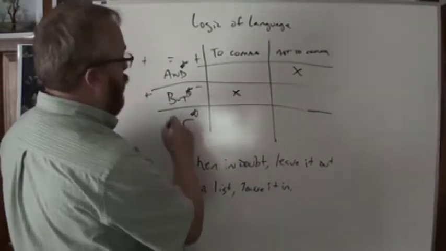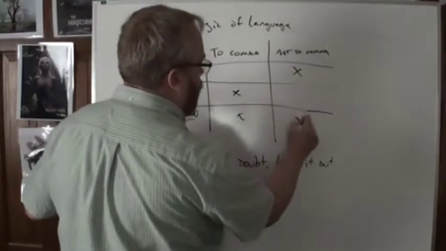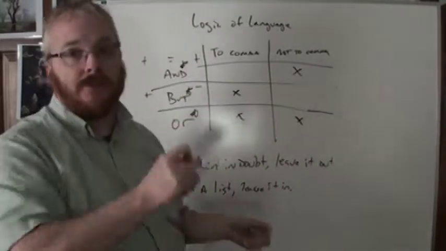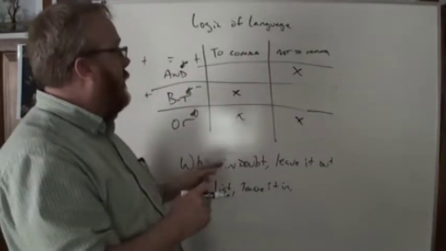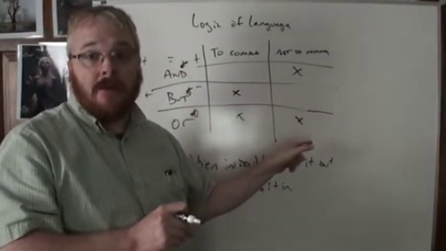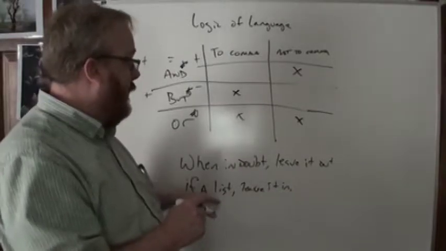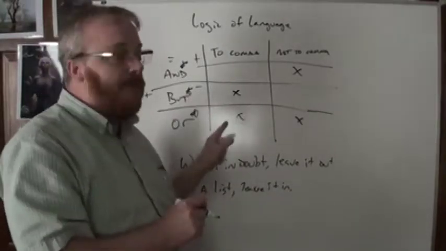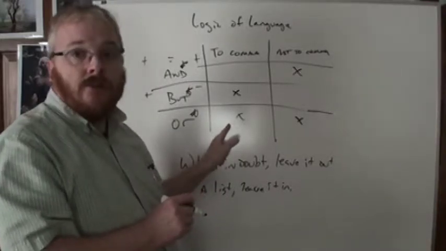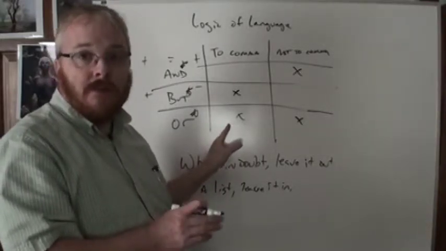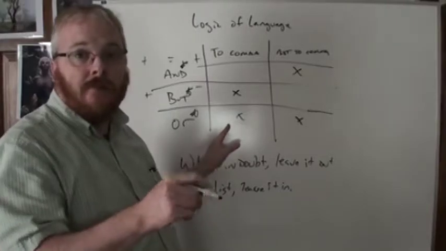And then finally, or is actually both. It is entirely dependent on use. So if you're using or in the and context, then you don't necessarily need a comma unless you're in a list. Otherwise, if you're using it in the but context, then you add the comma. Okay, hopefully that makes sense.